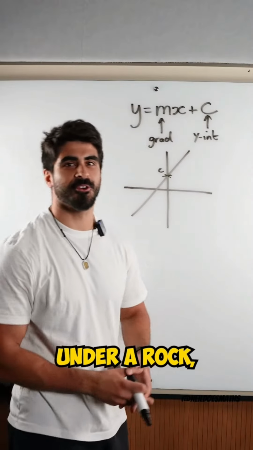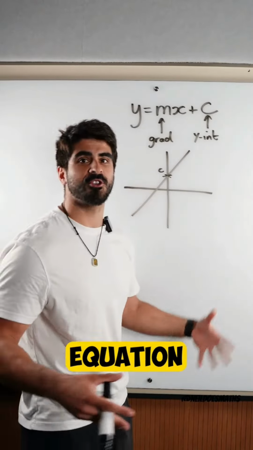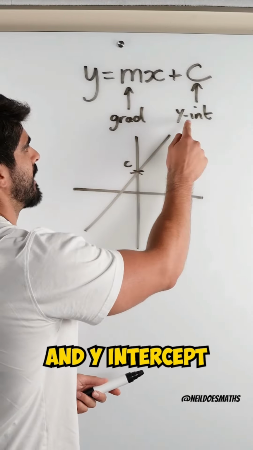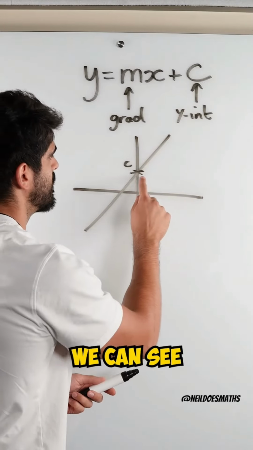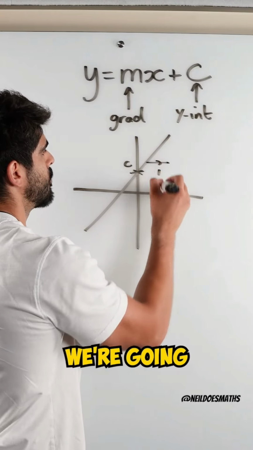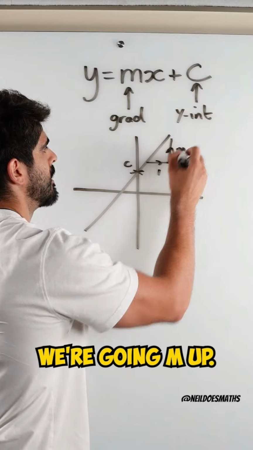If you haven't been living under a rock, you may be familiar with this equation of a line. y = mx + c, where m is the gradient of a line and the y-intercept we call c. Here's my line. We can see it's crossing the y-axis at c, and the gradient tells us for every 1 we're going across, we're going m up.